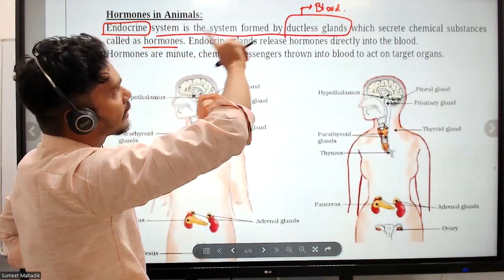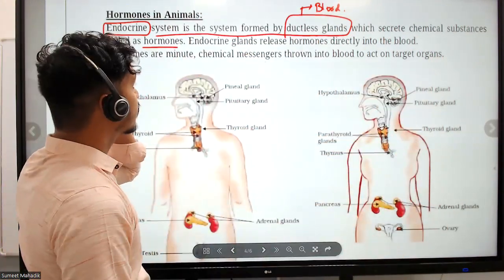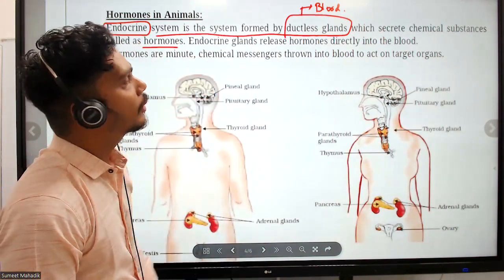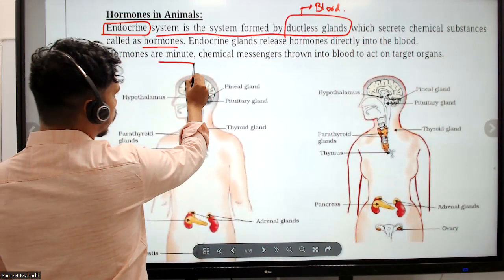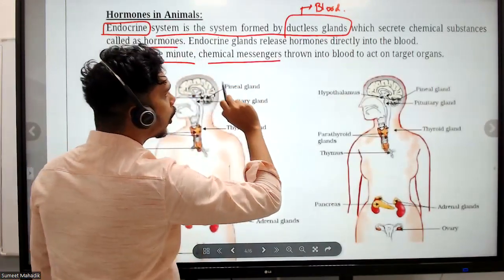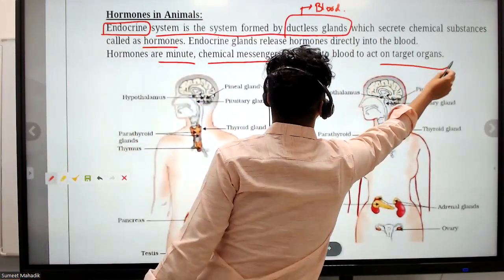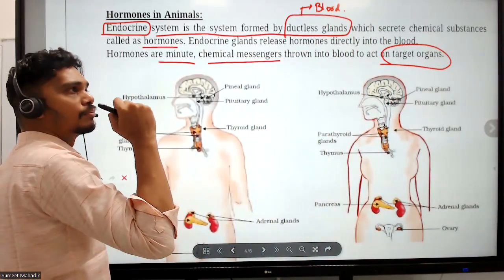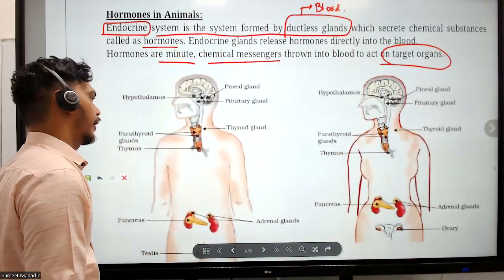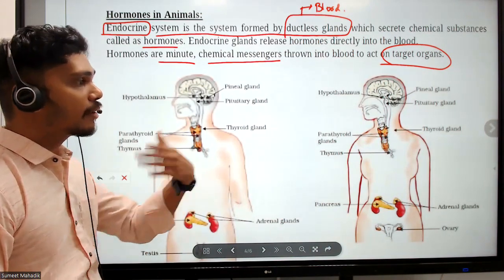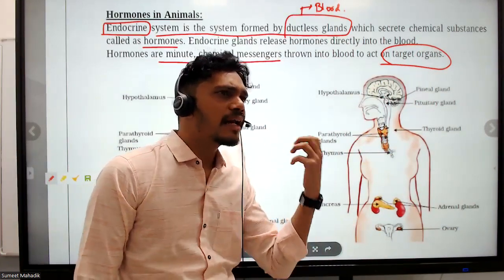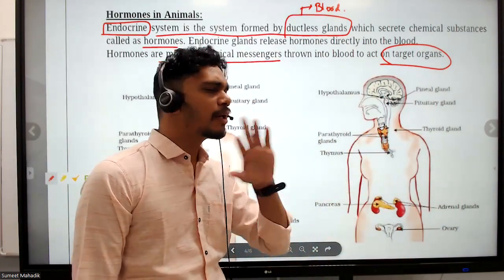The endocrine glands secrete chemical substances called hormones. Endocrine glands release hormones directly into the blood. Hormones are minute chemical messengers thrown into the blood to act on target organs. Examples are growth hormone and pituitary hormones, like adrenocorticotropic hormone, TSH, FSH; many hormones are there.